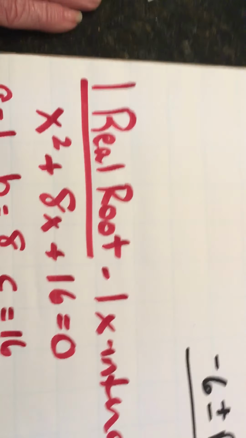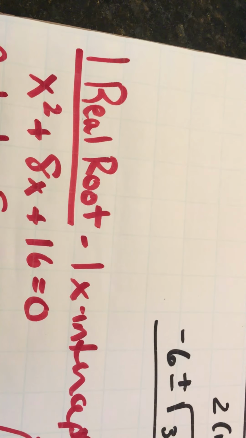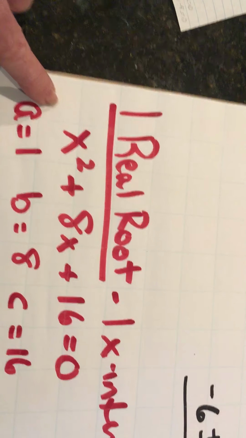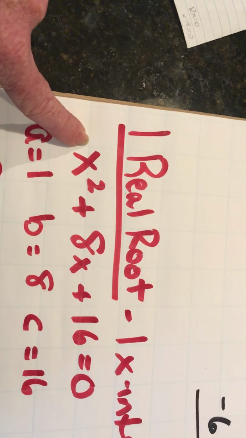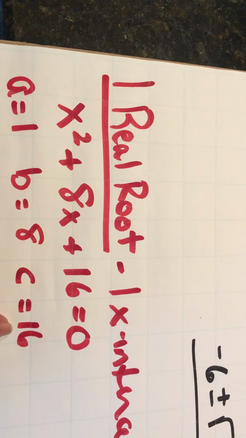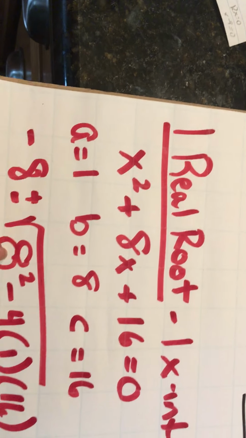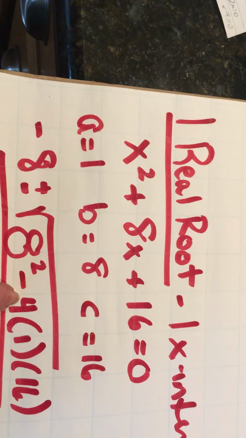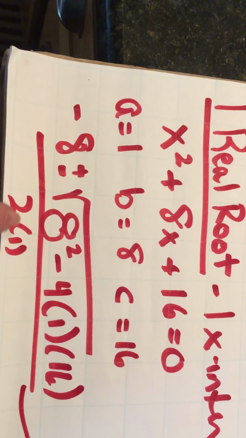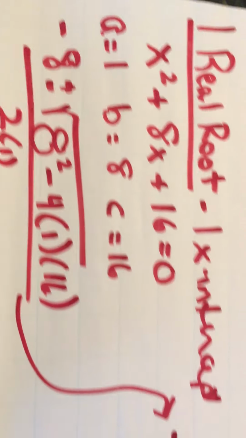Next problem. Sometimes there's only one real root. Remember, roots are your x-intercepts. If your problem is x squared plus 8x plus 16 equals 0, we know a is 1 because it's our coefficient on x squared. B is 8, it's our coefficient on x. C is 16, it's our constant. We're going to do the opposite of b, negative 8, plus or minus b squared, 8 squared, minus 4 times our a value, which is 1, times our c value, which is 16, all divided by 2 times our a, 2 times 1. Remember, you've got to do what's under your square root sign first.